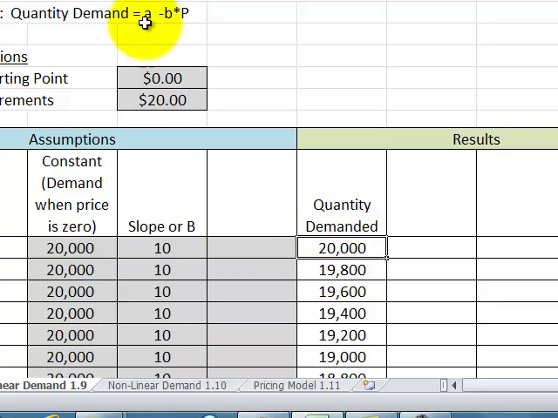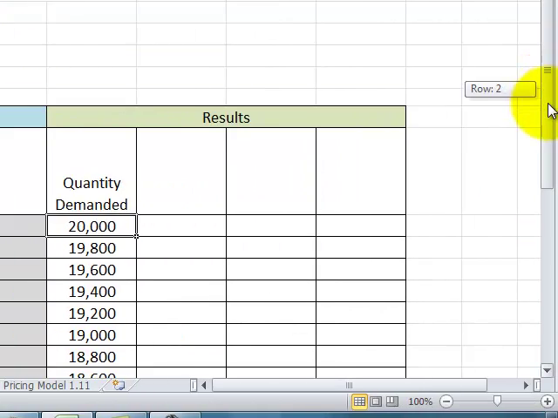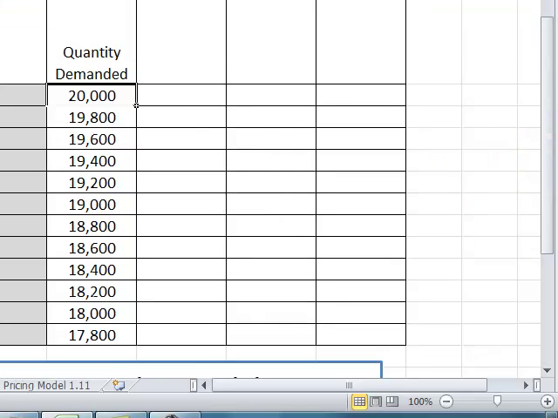Notice it's simply taking this equation, my constant minus the price times the slope. And notice, as a quick check, as the price increases, my quantity demanded is decreasing.